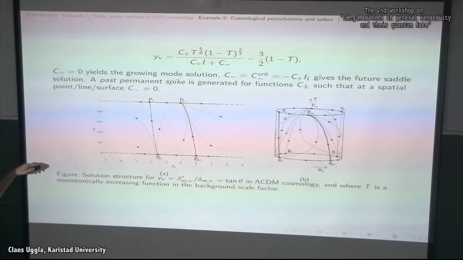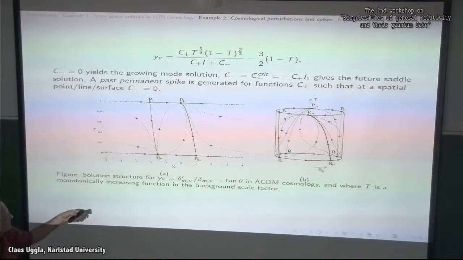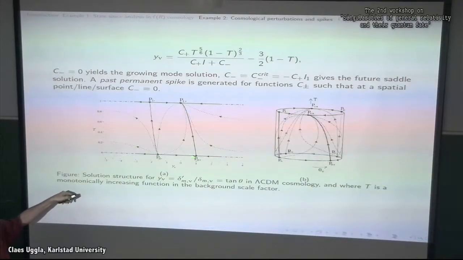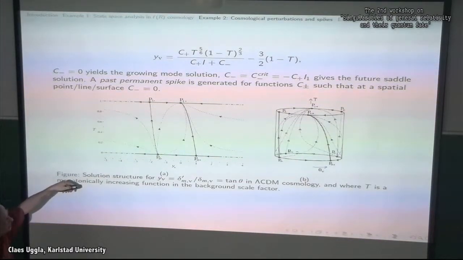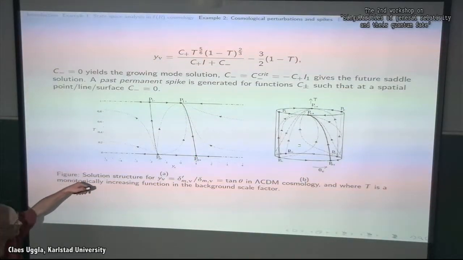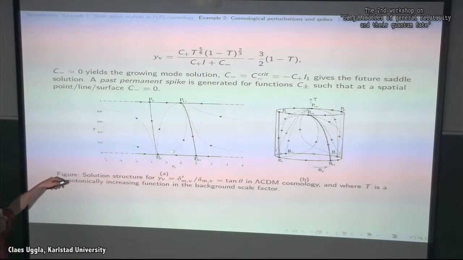In this, if you now plot this, again, we have a saddle here. Setting C minus 6 to 0 gives a growing mode solution. The other generic solutions are going here, going backwards in time towards a singularity, because this corresponds to a quasi-isotropic singularity. Here, shear, Hubble-normalized shear is growing. This is what's happening here.